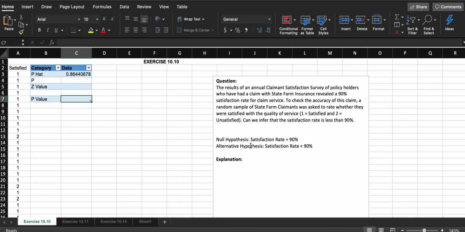Our claim is 90%. So you can already kind of see where we're going. Our P in this case is going to be our satisfaction rate, or what's given to you by the problem. So in this case, it's going to be 0.9.